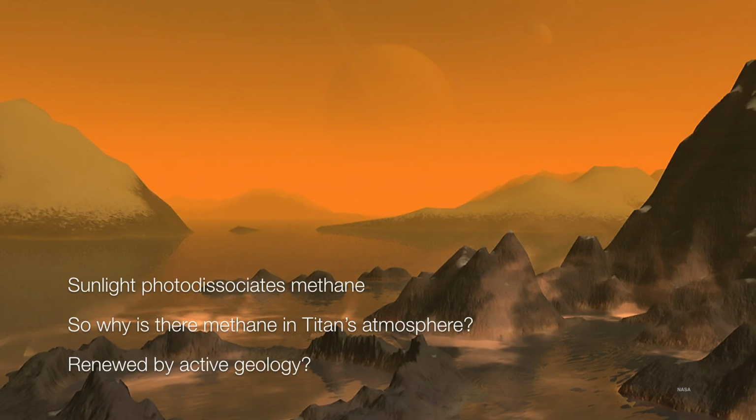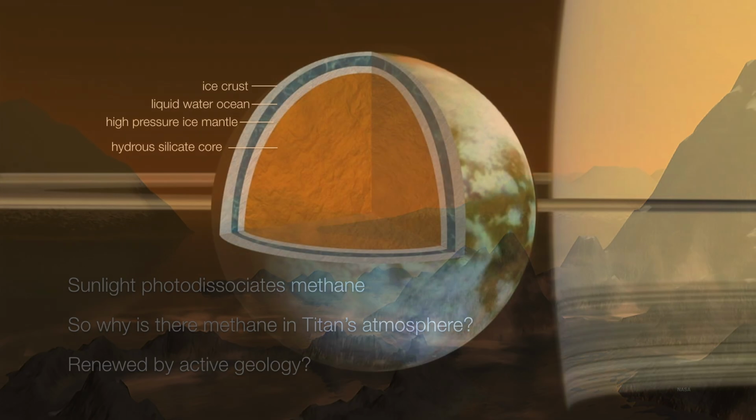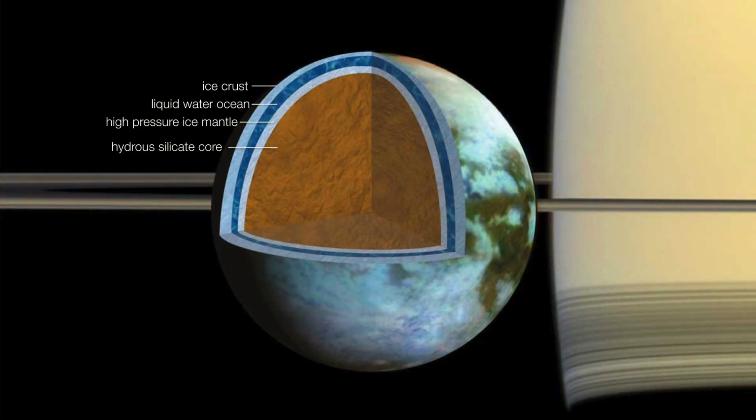It's possible, although we don't yet fully understand, that Titan may still have active geology. There may be an active interior, possibly a source of heat, perhaps tidal heating from Saturn itself, that allows Titan to have a slightly differentiated interior and maybe even a very thin ocean underneath its icy crust as well.